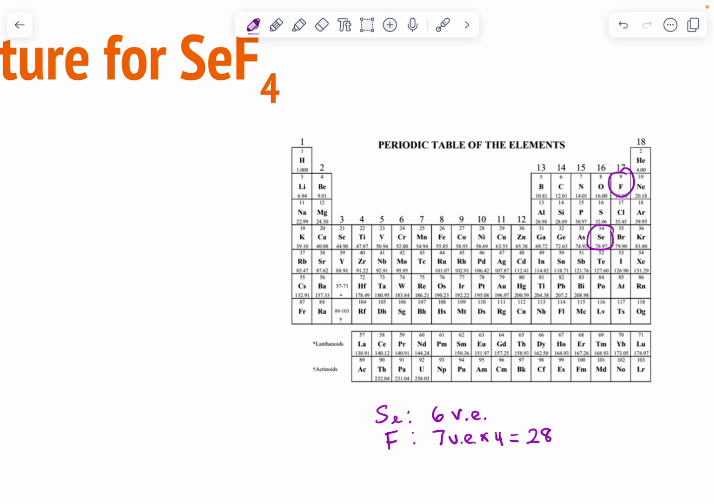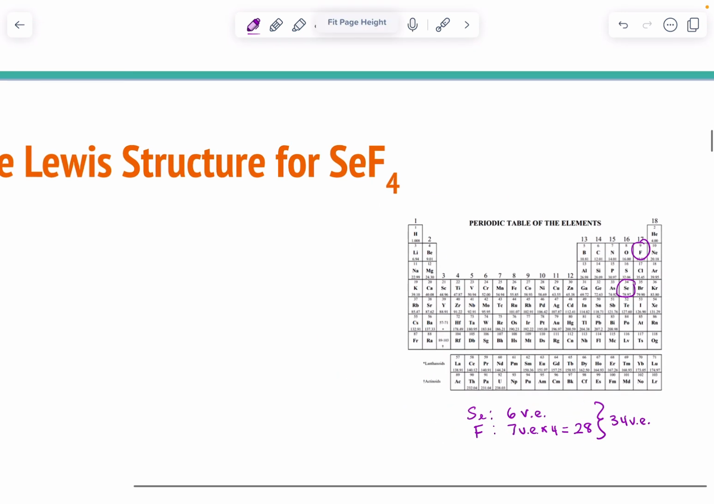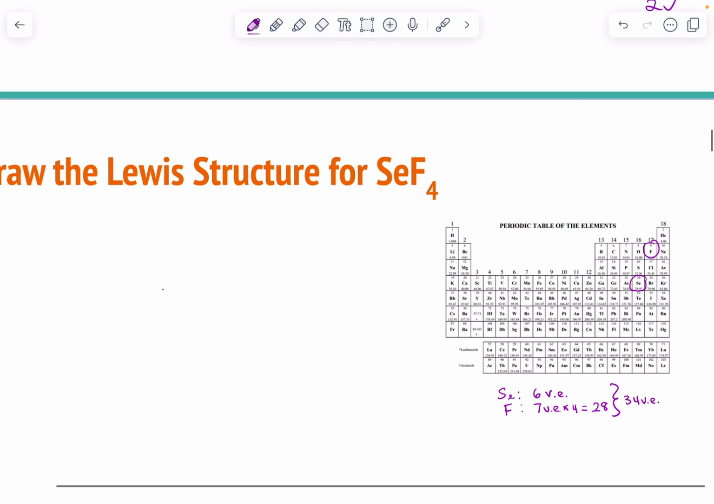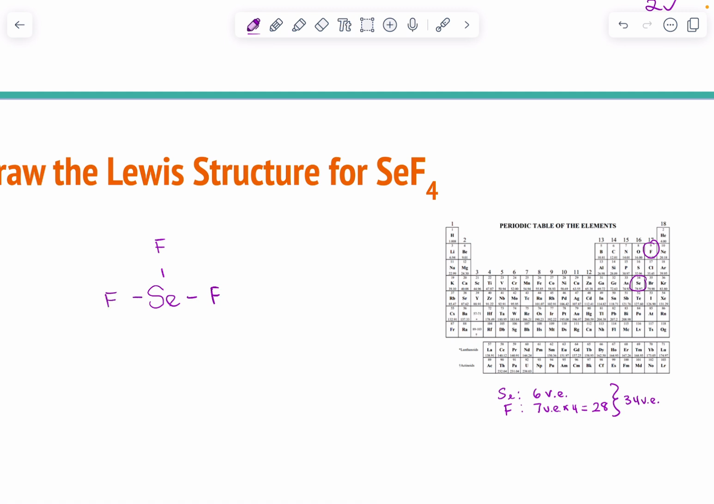Okay, so that's 28. So 28 and 6 is going to give me 34 valence electrons that I need. Okay, so we'll start with selenium in the center again. Again, that first atom in the formula is typically going to be our central atom. This is no different, okay? So out of my 34 valence electrons, I formed 4 bonds, and so I've used 8 valence electrons, which means I have 26 electrons remaining, okay?